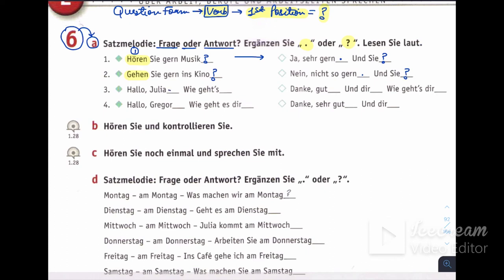Hallo Julia, wie geht's? Wie geht's means how is it going, or how are you? So question form. Danke, gut. Und dir? And you are again asking, so question mark. This one is again, wie geht es dir, how are you? So question form. Hallo Grigor, wie geht es dir, how are you? Yes, question form. Danke, sehr gut, und dir? Like this.